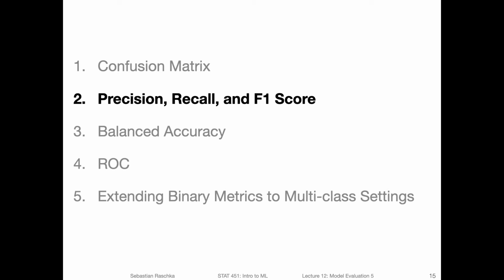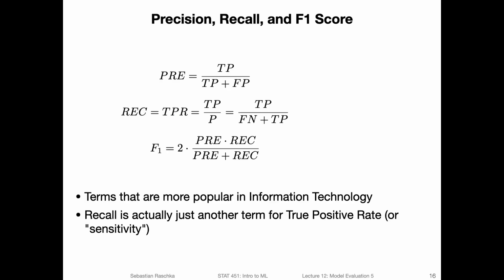So yeah, in the previous video we talked about the confusion matrix, which we can use to compute the number of true positives, false positives, true negatives, and false negatives, and then also the true positive rate, false negative rate, and so forth. So now we are going to extend the concept to three additional metrics called precision, recall, and F1 score. So let's start with the precision.